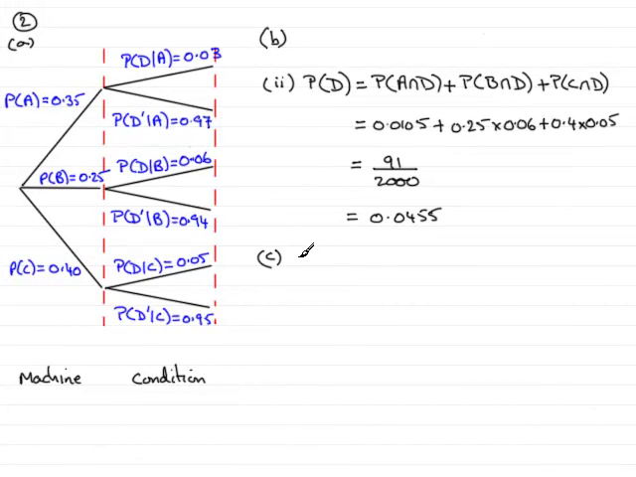Now in part C, we're asked to find the probability that our rod was produced by machine C given that it was defective. So in other words, we're asked to find the probability it came from machine C given that the rod was defective. Now this is a typical question on conditional probability, which you've got to be so careful over the notation. Now, how do we work this out?